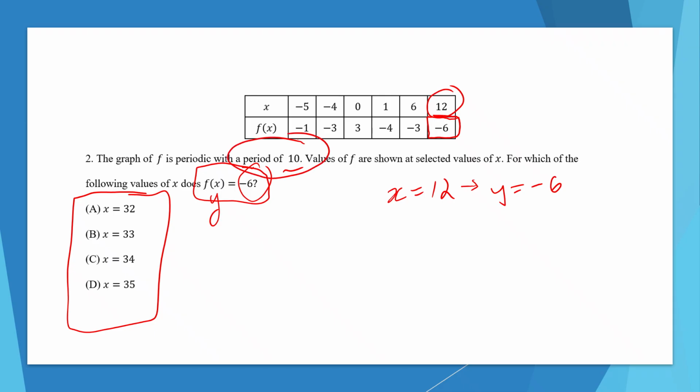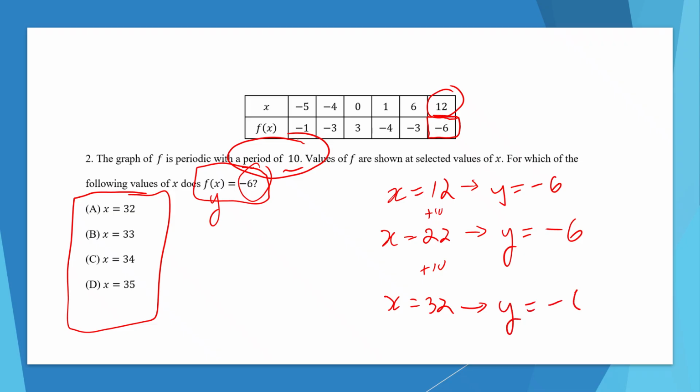So what we can do is go one period to the right, when x is 22, when we add 10 to 12, we also know y will still be -6. The y value should be the same over equal length periods. If we continue this and we add another 10, then when x is 32, y should become -6 as well. So that is going to be our answer, A, when x is 32.